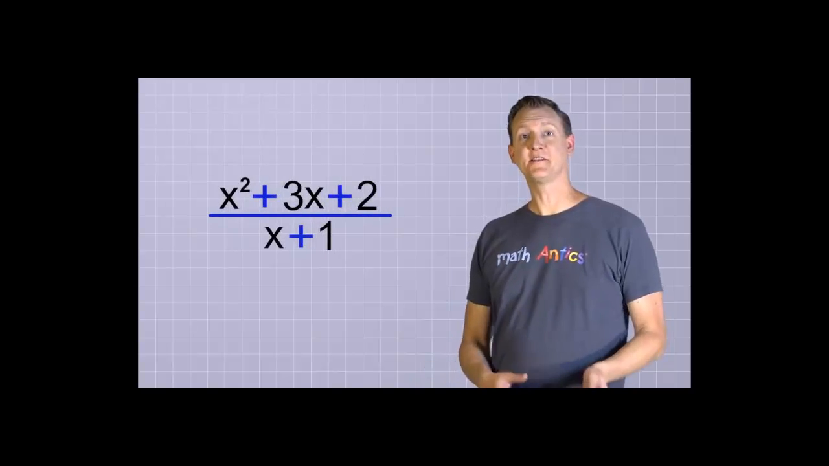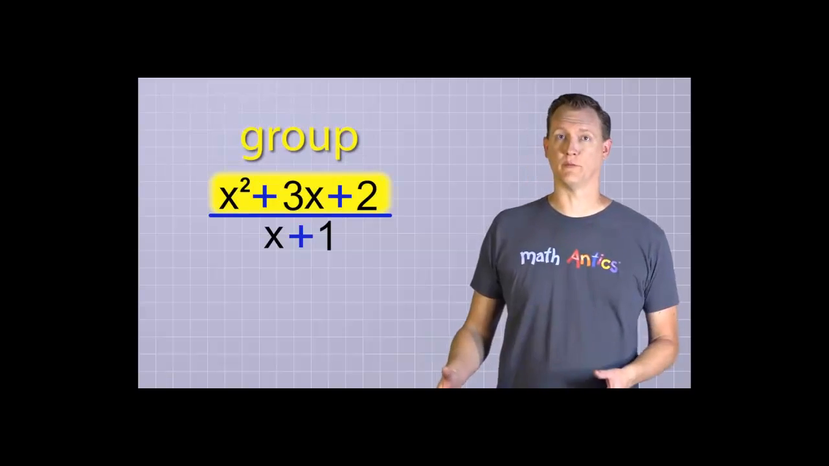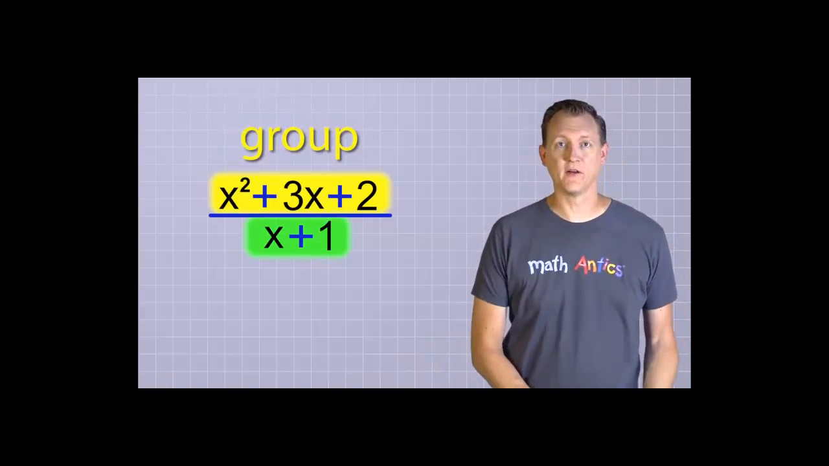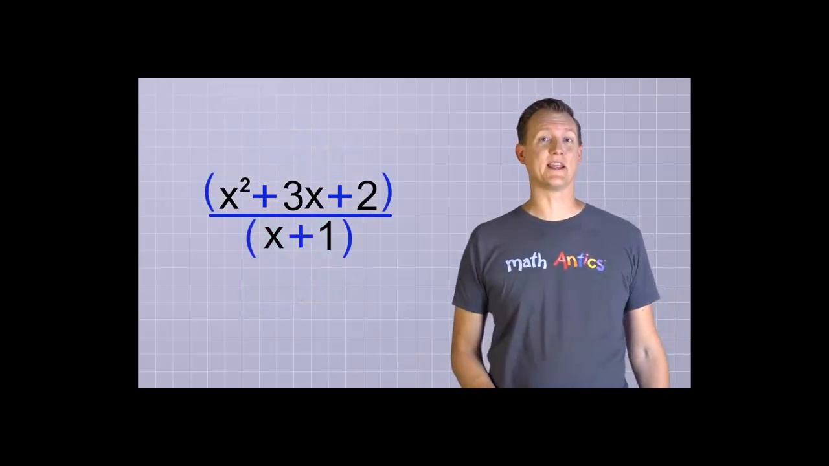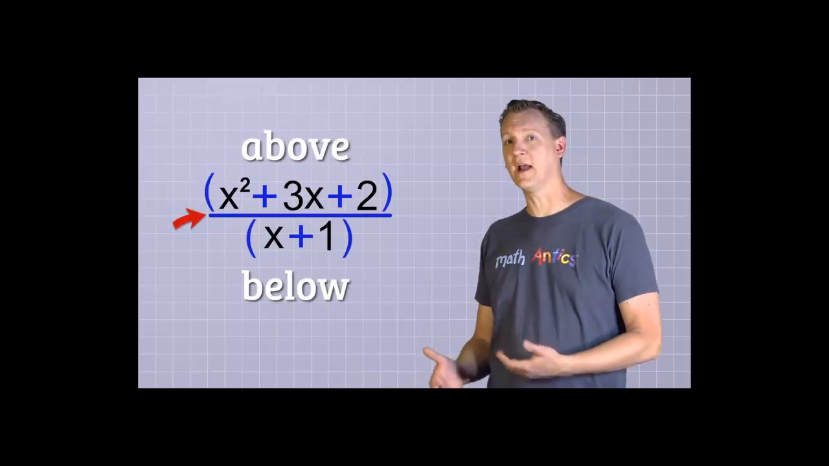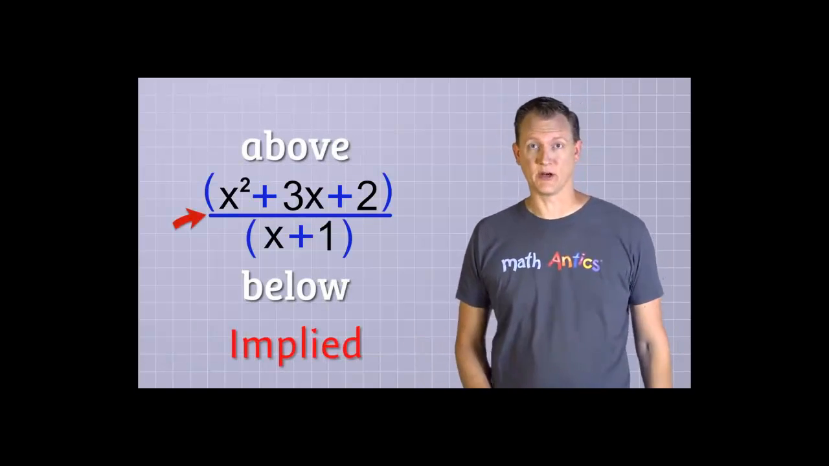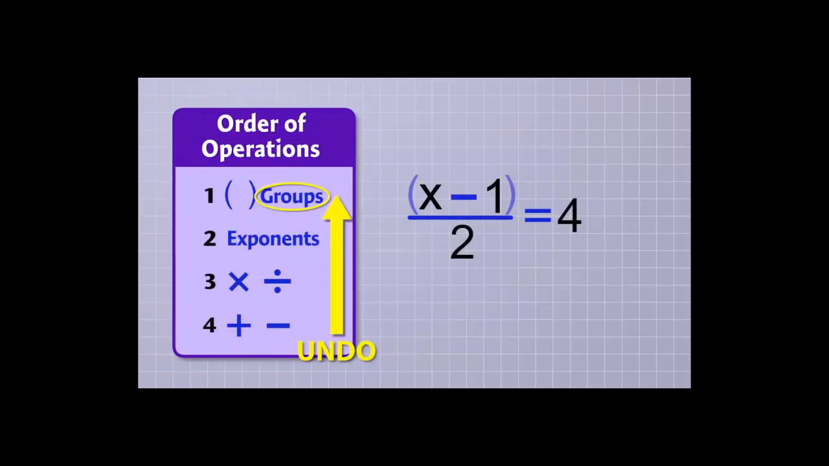For example, in this fancy algebraic expression, everything that's on top of the fraction line forms a group, and everything on the bottom of the line forms another group. Of course, we could put parentheses there if we wanted to make it really clear, but it's not required. Grouping above and below a fraction line is just implied in algebra. Getting back to our new problem, now that we know that the x minus 1 on the top of the fraction line is an implied group, as we learned in our last example, we're going to wait and undo the operation inside that group last.